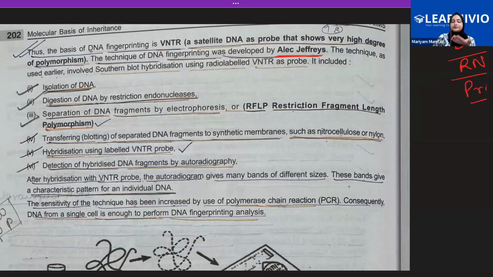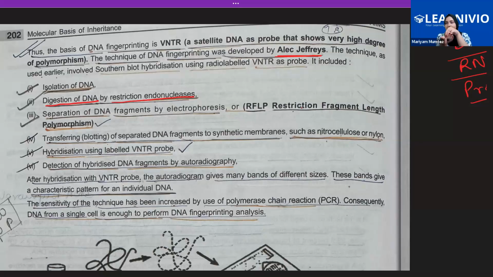When you take the DNA, you people also know that DNA is a really, really long molecule. So we can't study such a long molecule all at once. So what do you do? You basically cut the DNA into several tiny fragments, so that it is easier for you to study. That is called digestion of DNA, and it is done with the help of restriction endonuclease. These are the enzymes that help to cut the DNA into pieces.